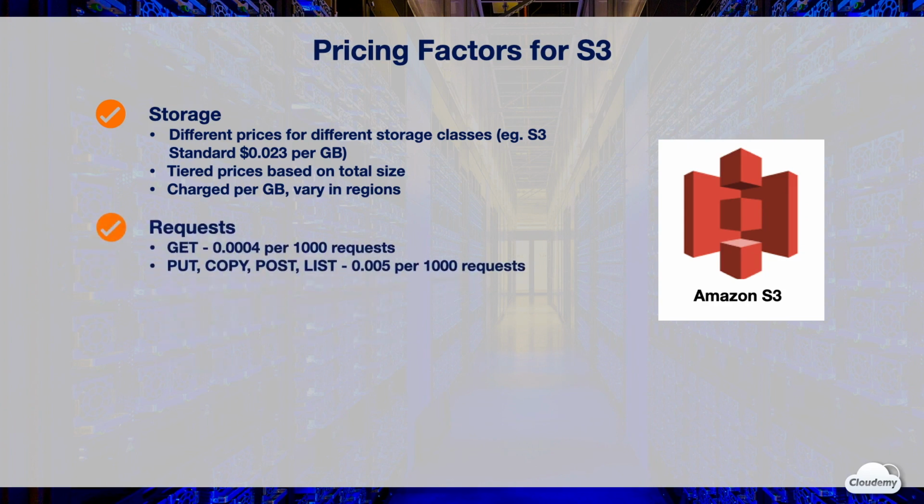AWS charges read and write requests, such as GET, POST, LIST, and PUT requests, when you use AWS Console, CLI and API. For example, when you use the S3 console to browse objects, you incur charges for GET and LIST requests. Rates are based on per 1,000 requests, and vary in different regions. GET requests are less expensive than other requests.